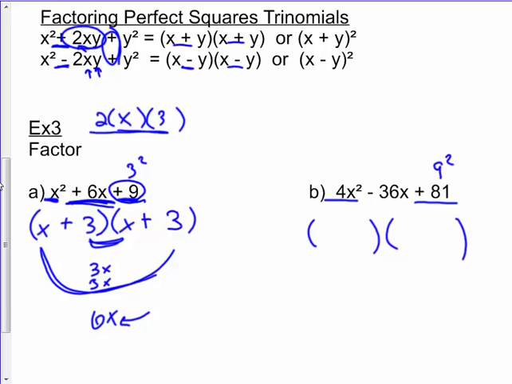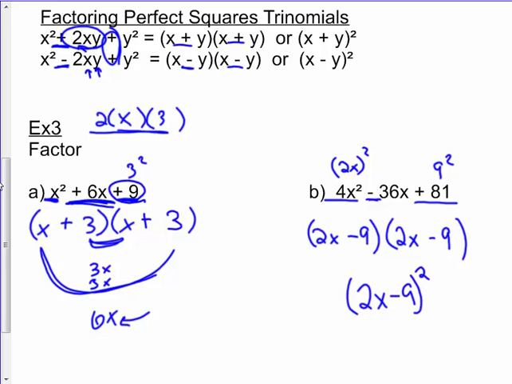So if I look at this one, I have 4 and I have 81. Well, 4 is 2 squared. 81 is 9 squared. So I think maybe it is a perfect square, meaning what? They're both the same. 2x minus 9, 2x minus 9. Why is it minus? Because the middle term is negative. Now notice I can write this as 2x minus 9 squared. If I wanted to, I could check it, and I would see that, yes, that is correct.